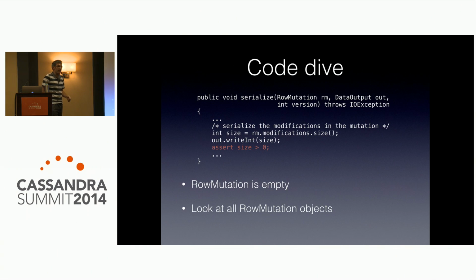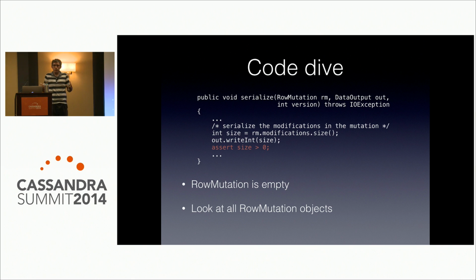So let's dive into the code that actually does the assert that fails. Here's a simplified version of it. It's in the serialize method that serializes the row mutations. This is the class that encapsulates the writes that it's trying to send to the replicas. It's writing the size as part of the serialized format, and then it's asserting that the size is greater than 0, which seems like a sensible thing to do. Why would you want to send a message that's empty? So that's failing. So somehow the message is empty.